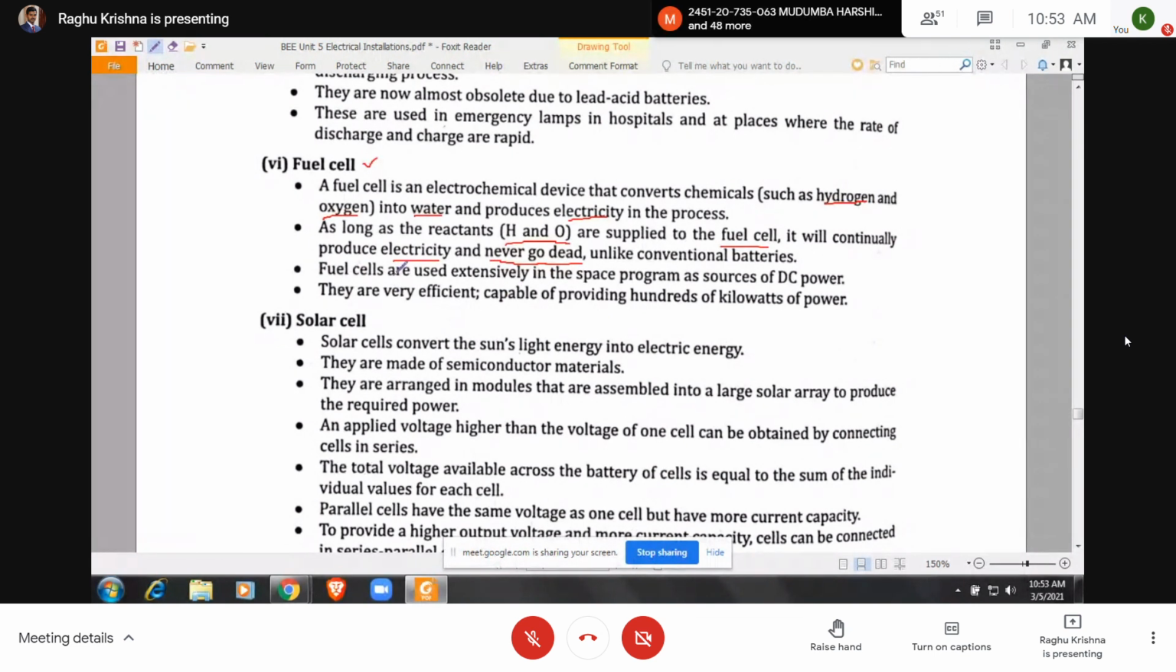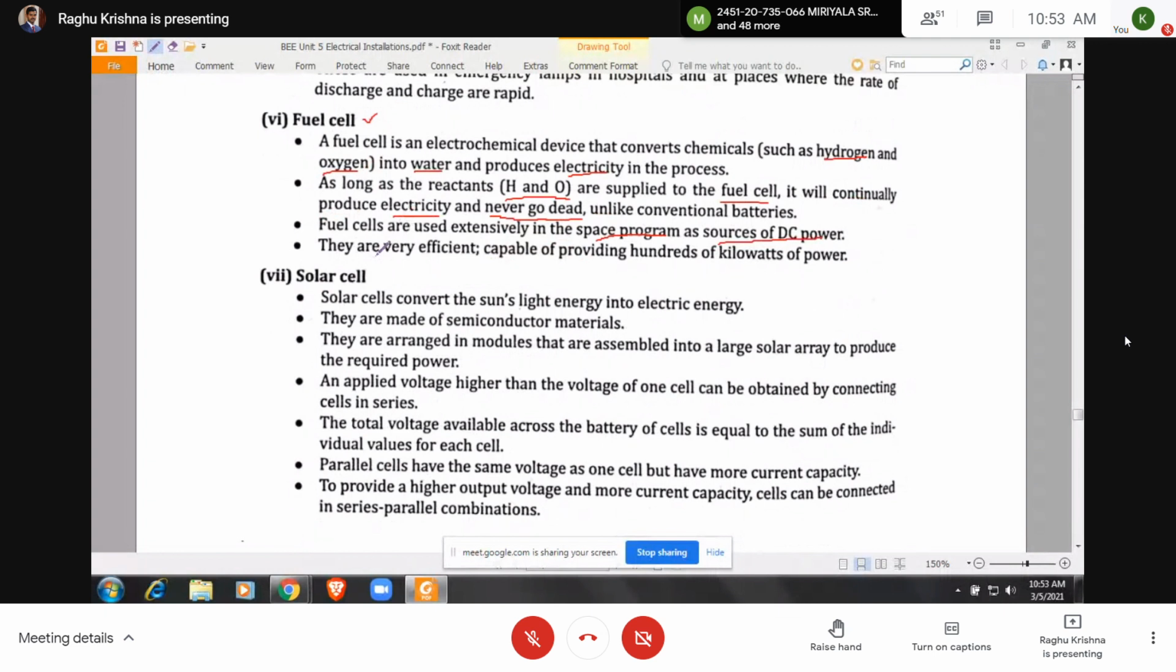Fuel cells are used extensively in the space program as sources of DC power, and they are very efficient, capable of providing hundreds of kilowatts of power. A very important one, the fuel cell.